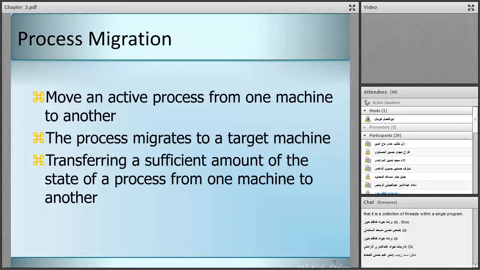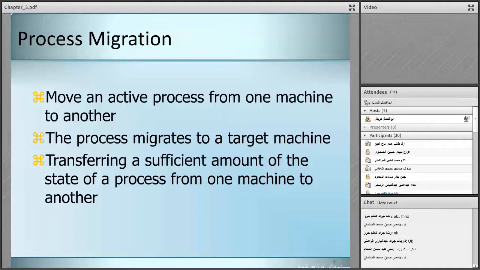Okay, so now I want to know if all the students have understood what is process migration.